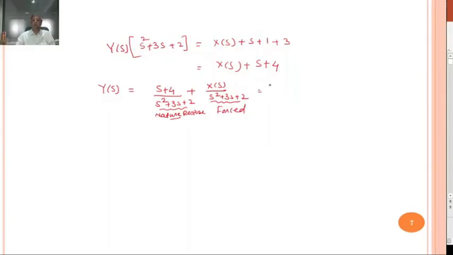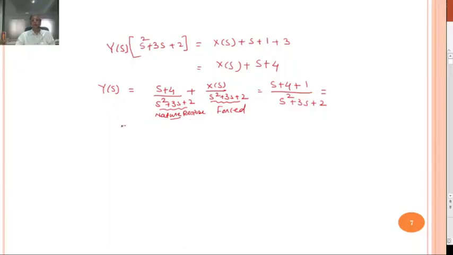Now we will simplify this: s plus 4 plus this is 1, X of s is 1 divided by s square plus 3s plus 2, is s plus 5, or we will find out this response separately, the natural response and the forced response.